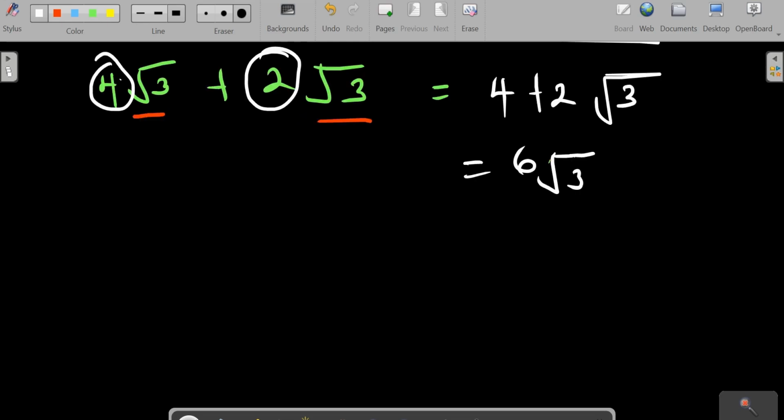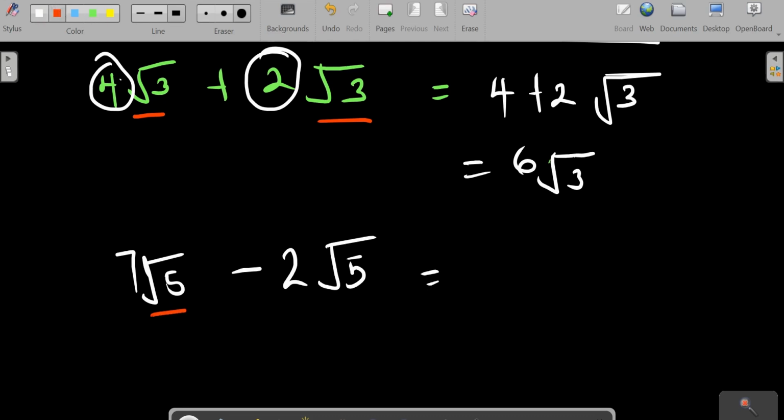For example, if you have something like this, 7 root 5 minus 2 root 5. Now, because these are similar surds, that is the surd root 5, you are allowed to subtract the coefficients from each other. So 7 minus 2 root 5. What is 7 minus 2? That will be 5. That will be 5 root 5.